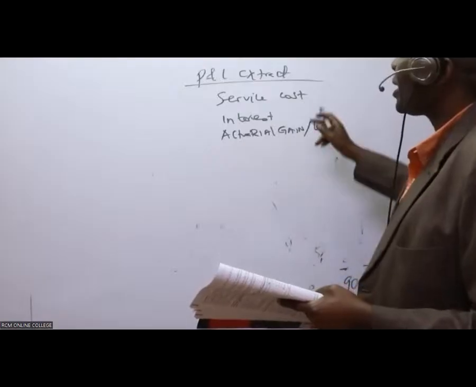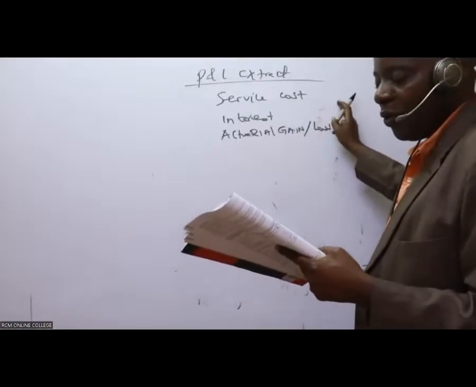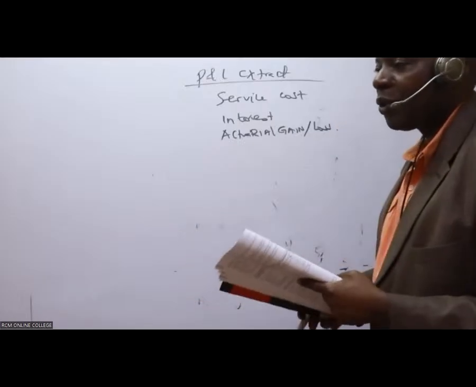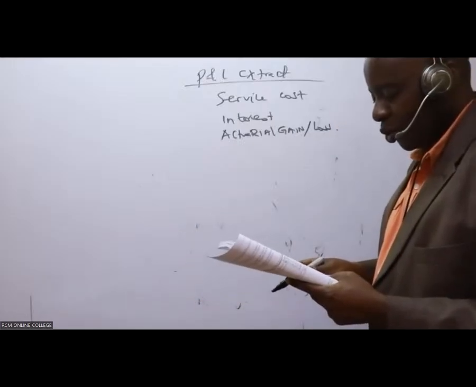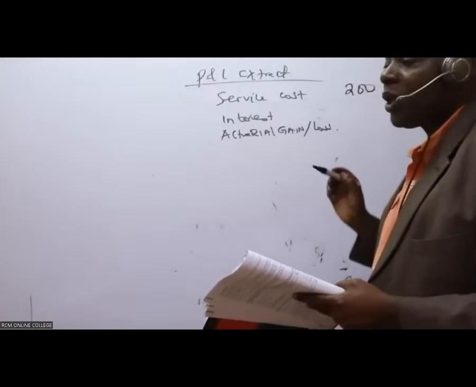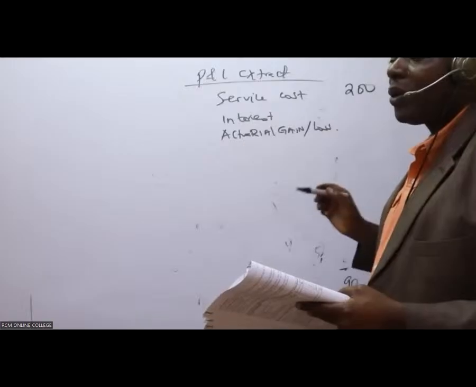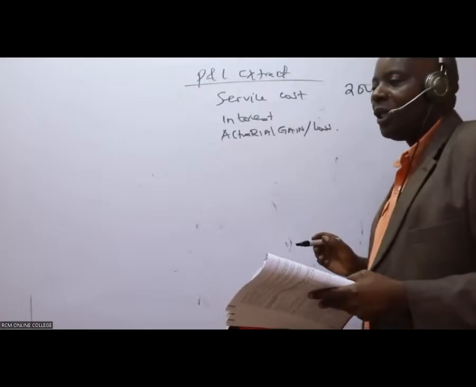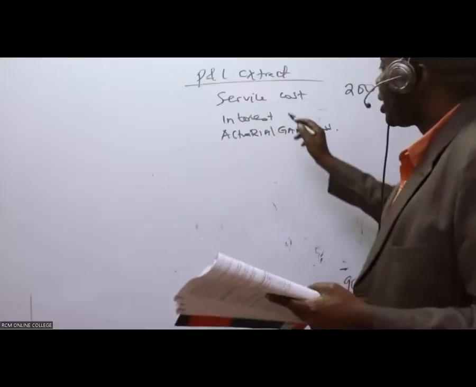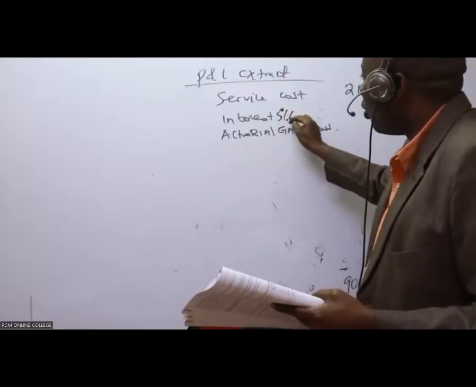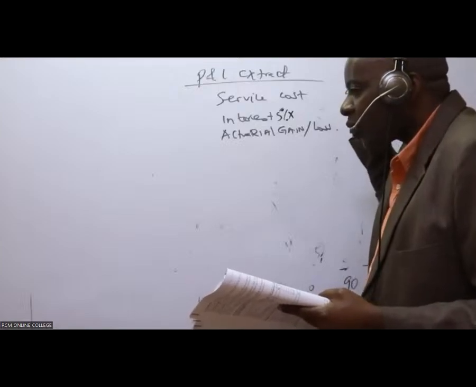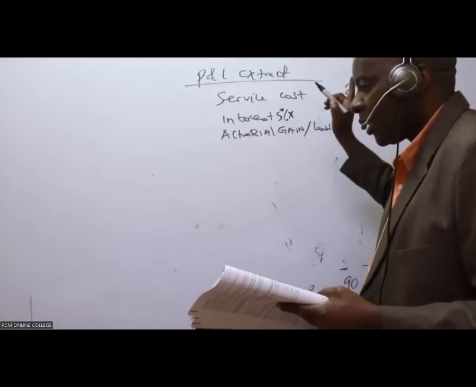So in this case, the service cost, how much service cost are you able to see? Somebody talk to me. 200. Thank you very much. How about interest? Interest, I should be able to take what times what? I can see the rate of interest there. It's 5% of the opening obligation.